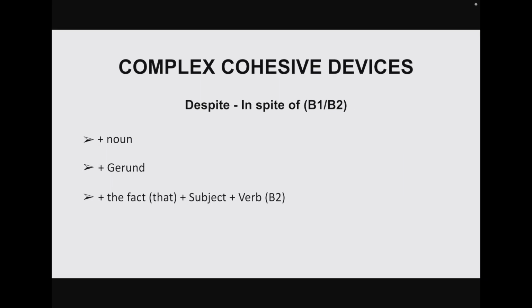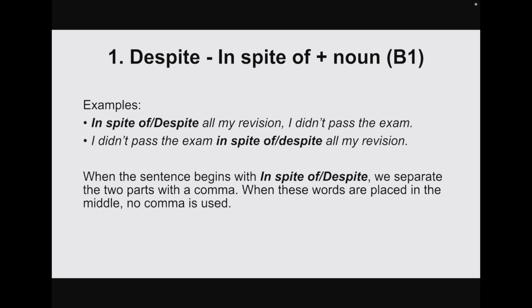We are now ready to look at complex cohesive devices. In particular, we can look at despite and in spite of. We are speaking about a B1, B2 level. The two words are interchangeable. Despite and in spite of may be followed by a noun, a gerund, or the fact that plus subject, verb, complement. Let's have a look at the first option.